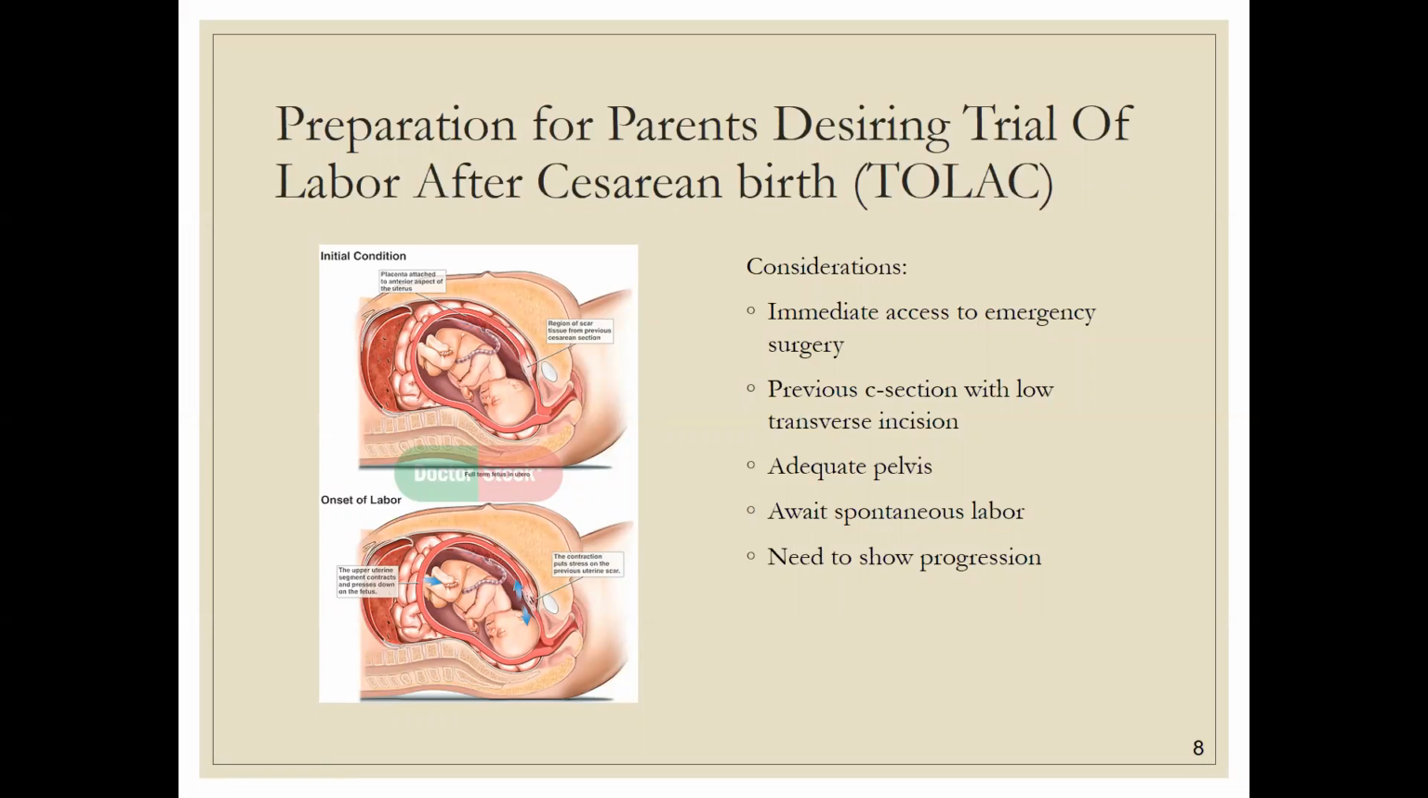Okay. So some considerations: if they're going to do the TOLAC, they need to have immediate access to emergency surgery. They need to have had a previous C-section with a low transverse incision. They need to have an adequate pelvis. If your pelvis is too small and baby's too big, there's no way that baby's going to fit through that little hole. It's not happening. You also need to await spontaneous labor, so you don't get a set date.